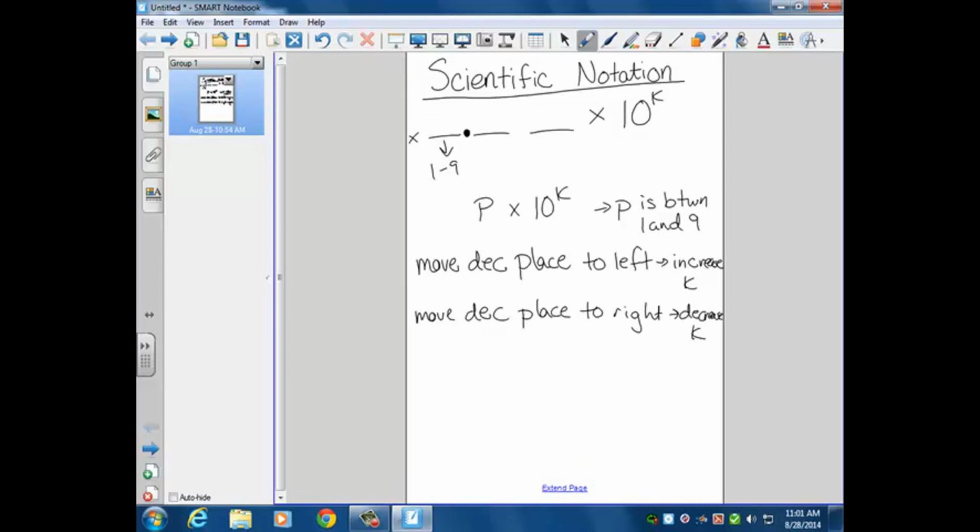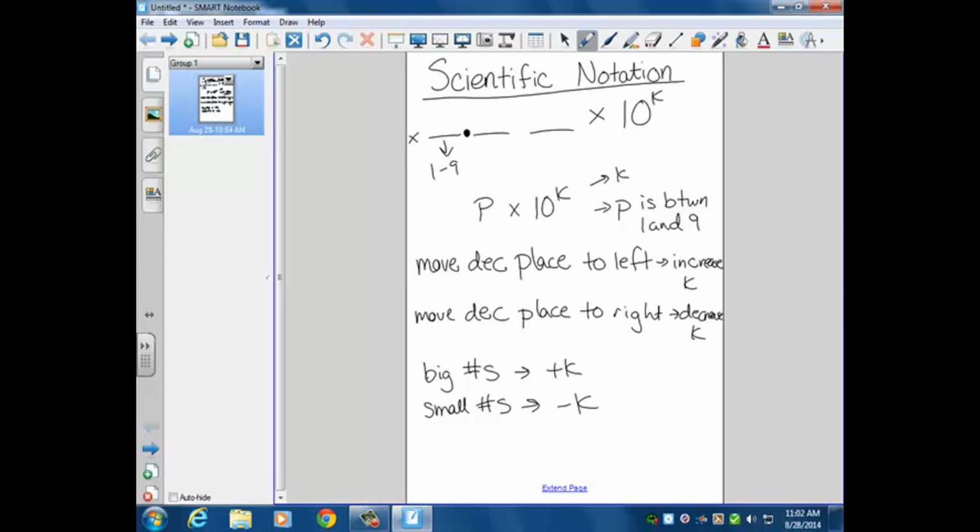The other thing I would say, which for me makes more sense, is really, really big numbers have a positive k, and really, really small numbers have a negative k.